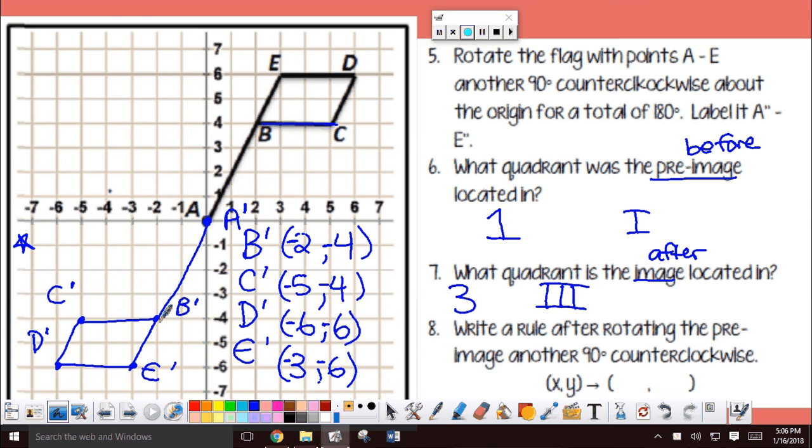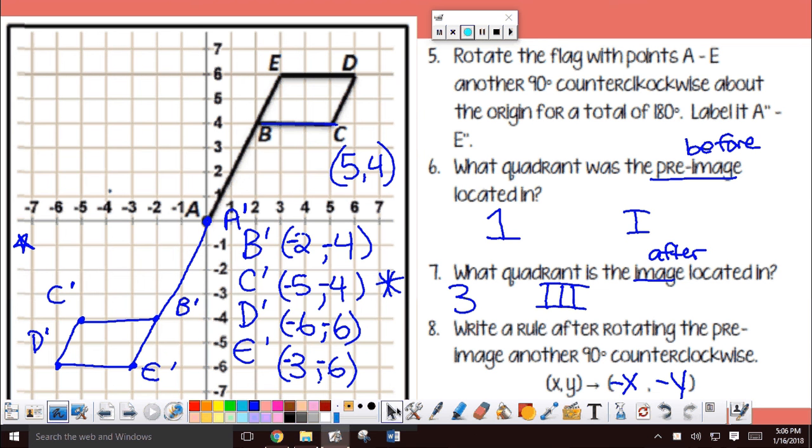Let's pick a point. Let's look at C. C is 5, 4. And what did we end up for C prime? Well, here's C prime right here. And what happened to the x, y coordinates? Did they flip? Did x become y and y became x? No. What happened to the x, y coordinates? Well, x became negative. It became the opposite sign. And y became negative. It became the opposite sign also.